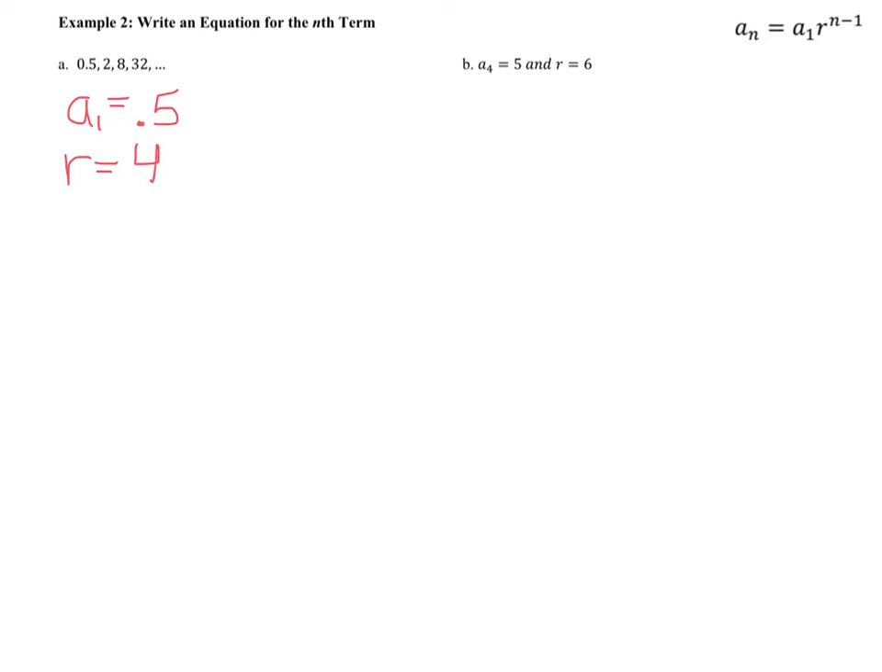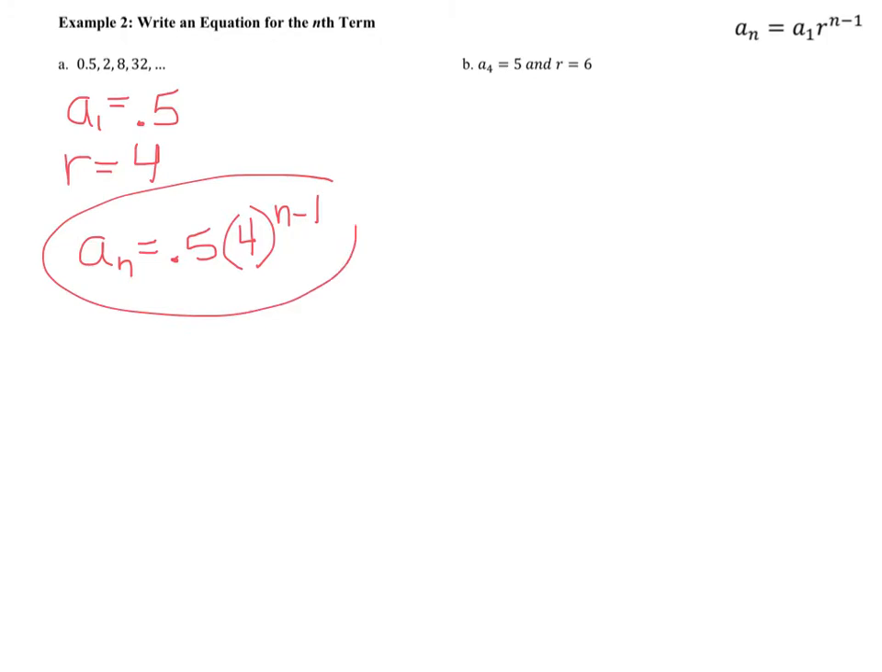So when we write our equation, we're going to have A sub n is equal to 0.5 times 4 to the power of n minus 1. And we can't do any simplifying here because if we multiplied the 0.5 and the 4, we would not be going in the order of operations. We have to do the exponent first. So in this case, this is our final answer: A sub n equals 0.5 times 4 to the power of n minus 1.